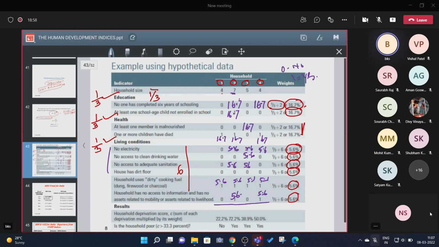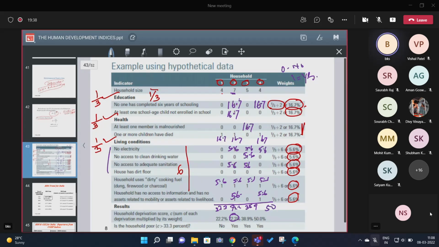Now you sum all the weights given. Like in case of this household, this is 16.7 plus 5.6, that is around 22.3. Similarly, you add, this will be around 72.2. And for the next household, that is 38.9. And you add for household 4 all the weights, you get 50.